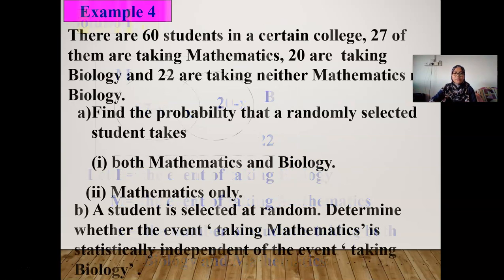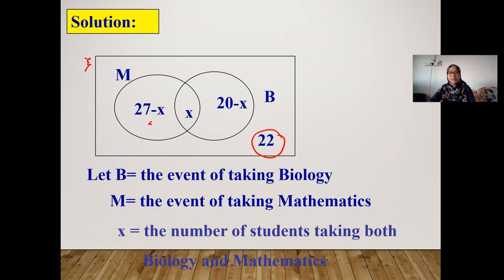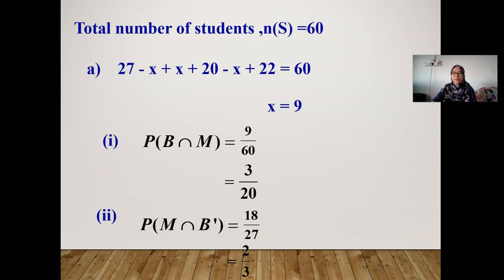The total number of students is 60. To find the probability of randomly taking both maths and biology, we can find the value of X since we know all parts of the values and our sample space is 60. So 27 minus X plus X plus 20 minus X plus 22 is equal to 60. So you can find the X value. X is 9.